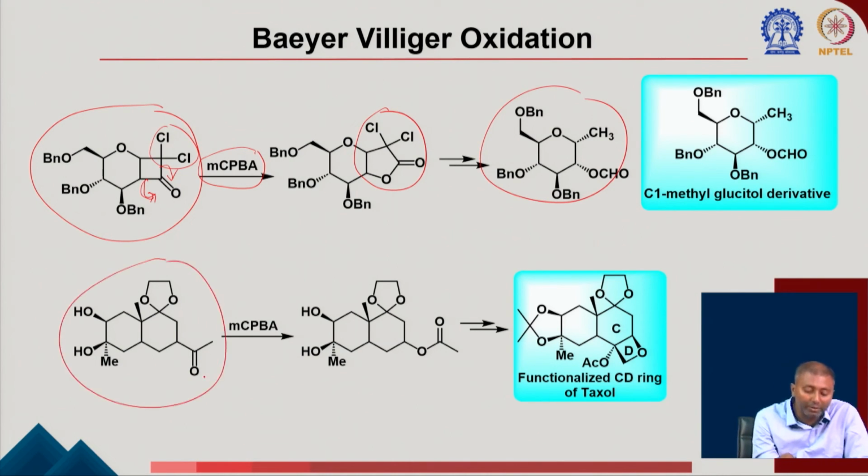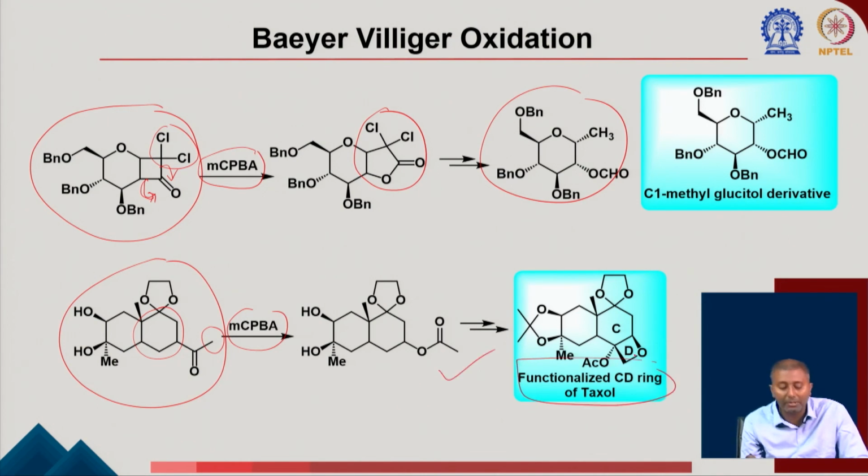You have this example here. You have one carbonyl group, and one MCPBA attacks. This is comparatively easy here because you have a methyl versus a cyclohexyl, and we all know that the cyclohexyl will be a better migrating group compared to a methyl group. And then after that it can form the CD ring of the taxols.